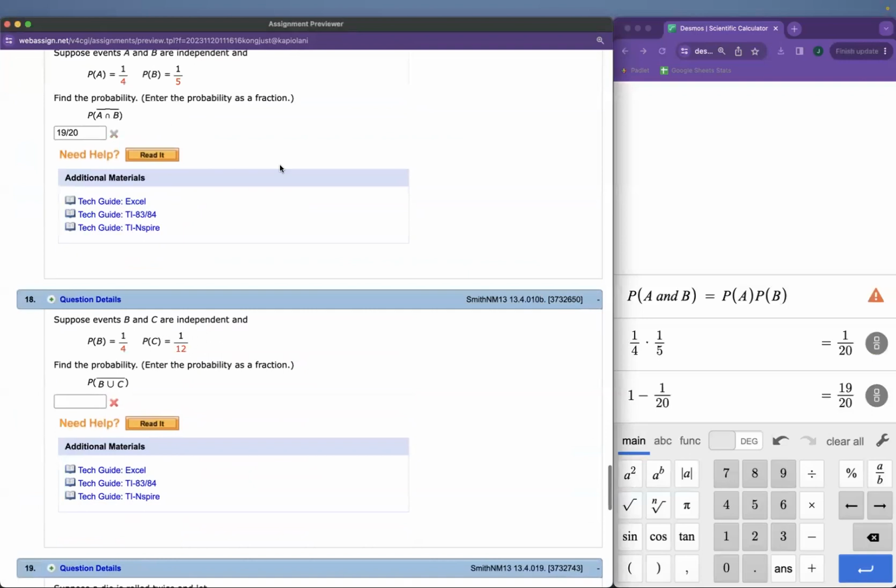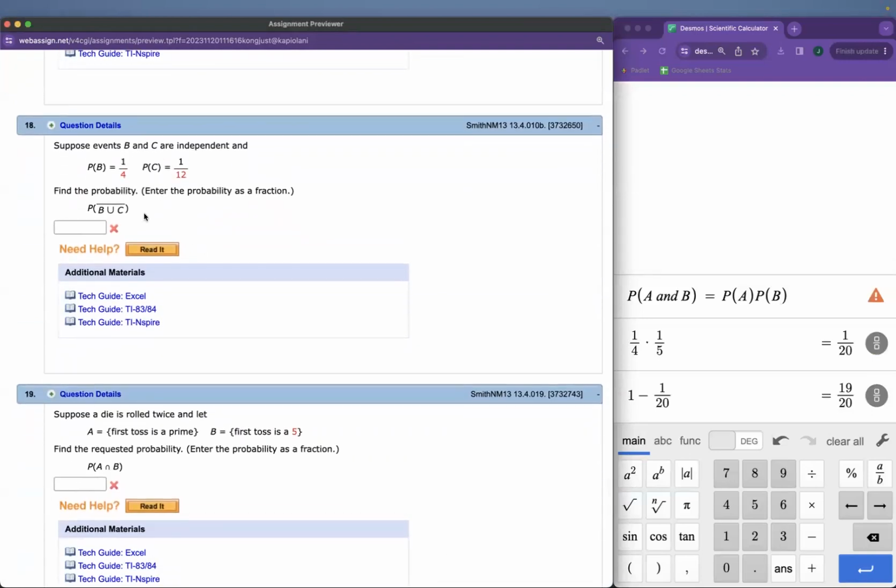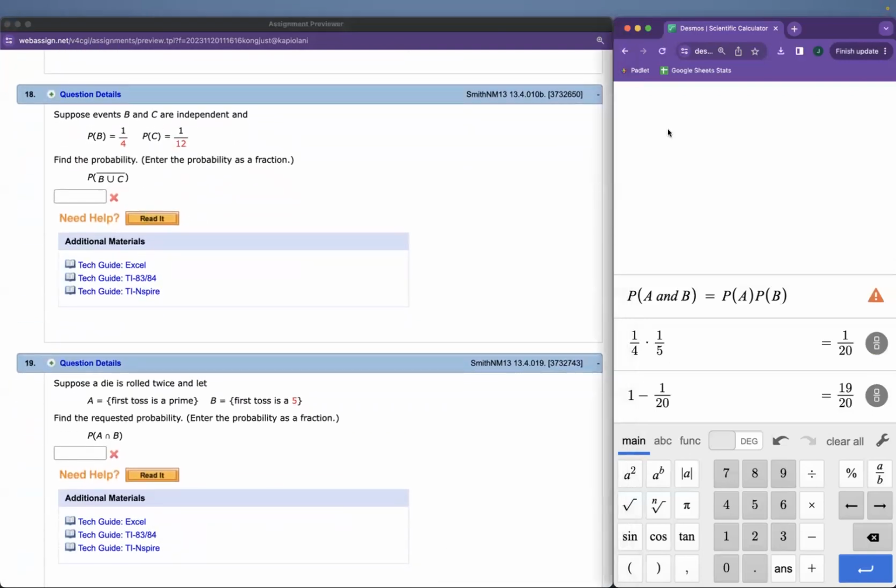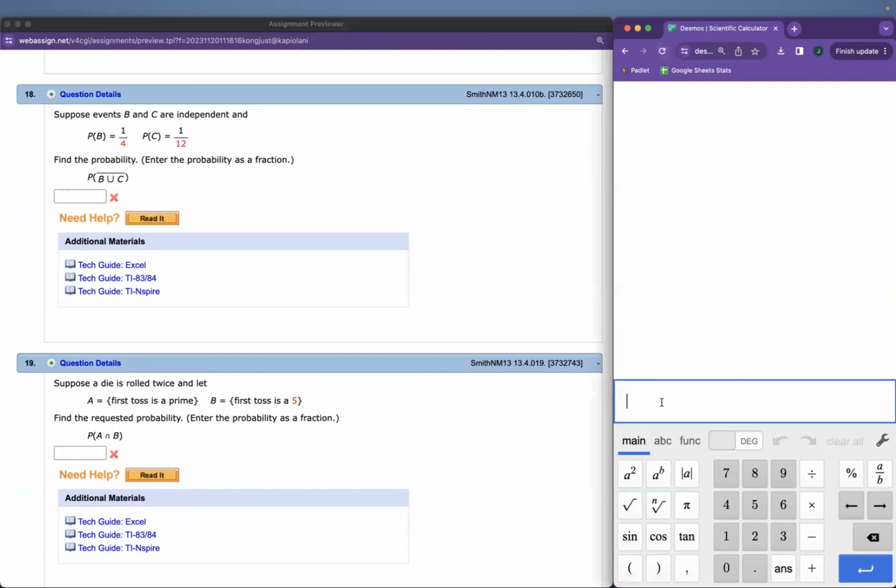Okay, last 3 questions. Number 18 says, suppose B and C are independent. Again, independence. So what's the probability of B union C complement? Okay, so there's a couple things we need to do first. First, we need to figure out what's the probability of B and C. Why do I need that? Well, looking ahead, watch. The probability of, because I can't draw this line over the top, I'm just going to say not B union C.